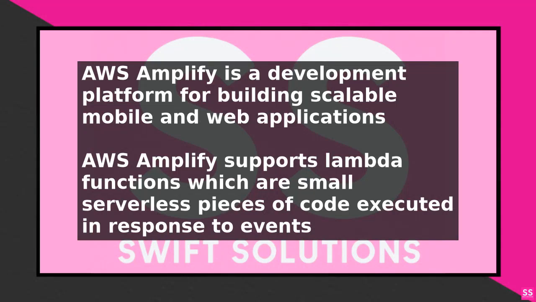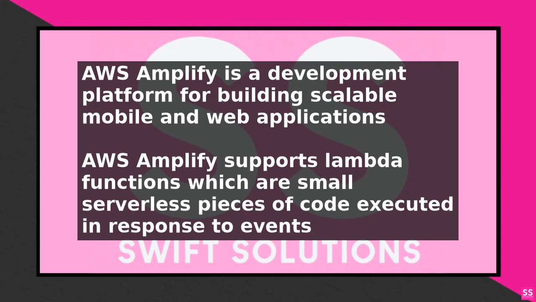AWS Amplify is a development platform that helps developers build, deploy, and manage scalable mobile and web applications. One of the key features of AWS Amplify is its support for Lambda functions, which are small, serverless pieces of code that can be executed in response to various events.